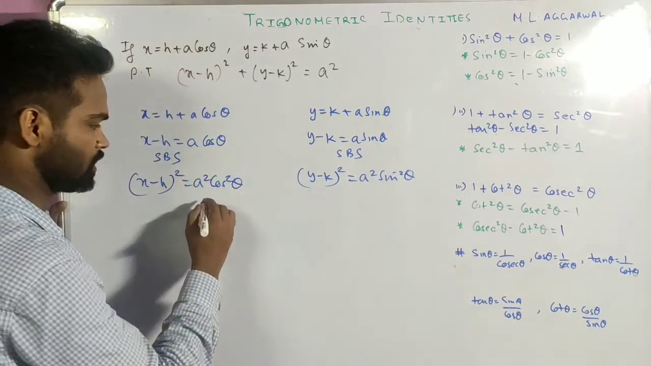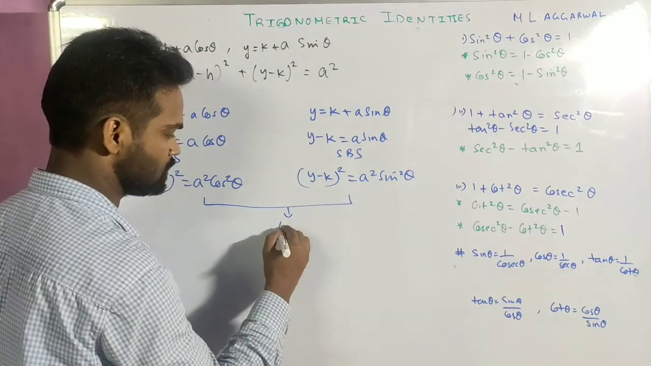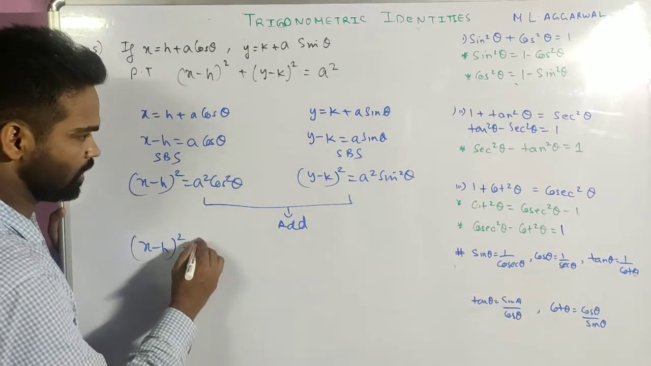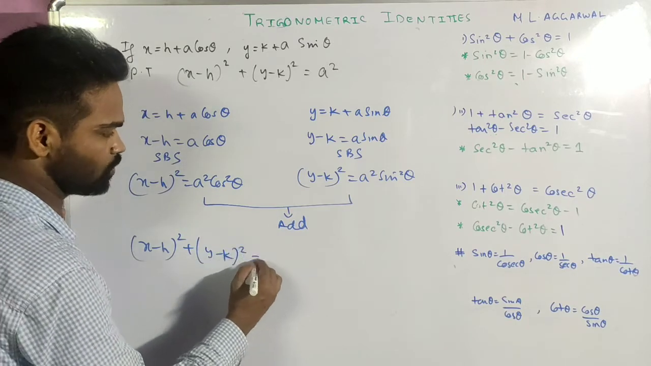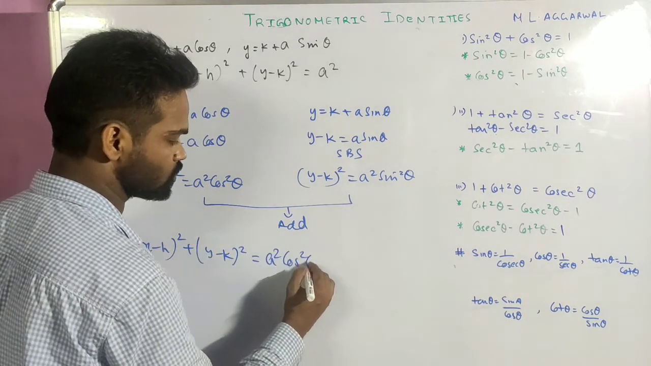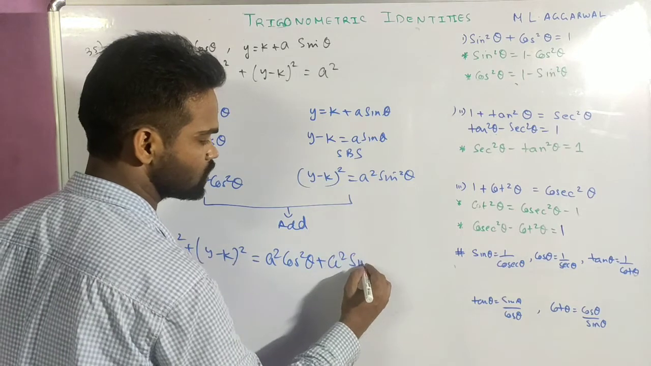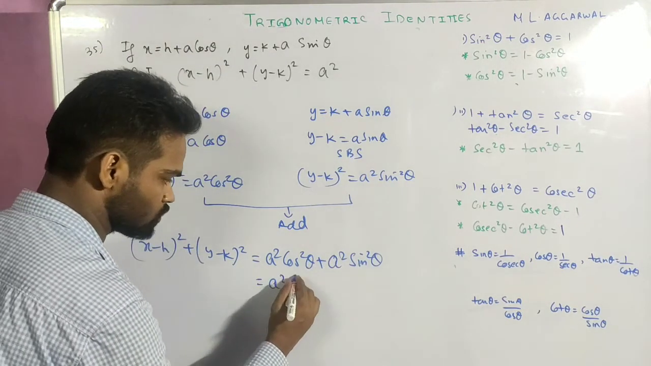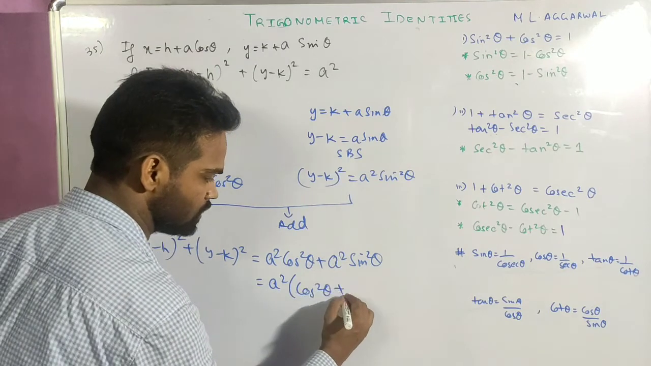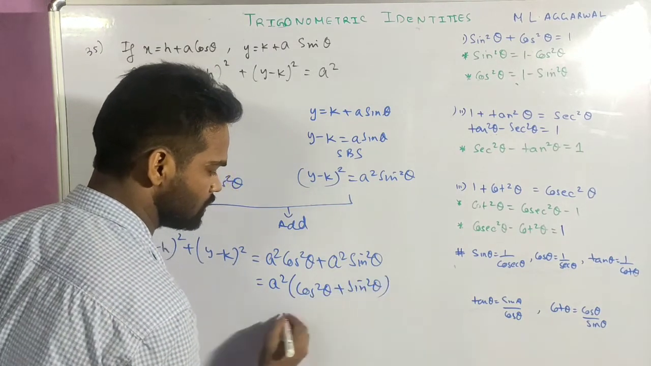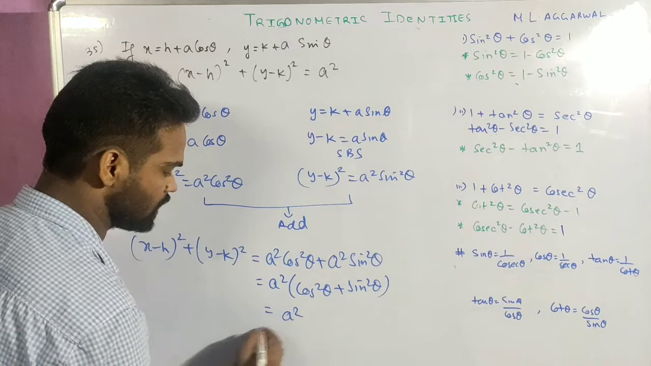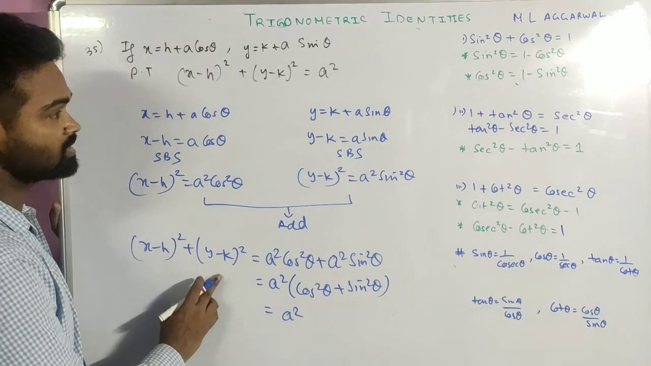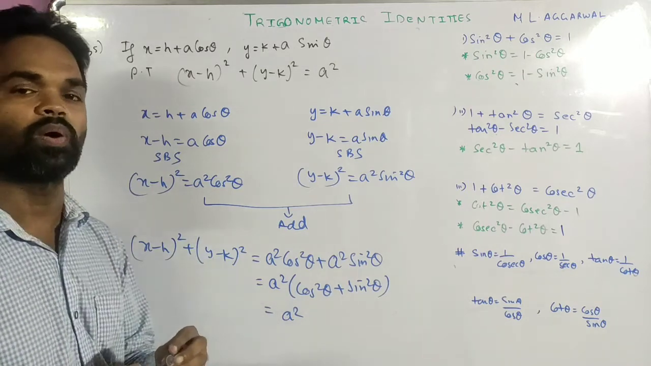I'll add these two expressions. Just add them. What you'll get? X minus h whole square plus y minus k whole square equals a square cos square theta plus a square sin square theta. Isn't it? Take a square common, so that becomes cos square theta plus sin square theta. And cos square theta plus sin square theta is 1, which means x minus h whole square plus y minus k whole square equals a square.